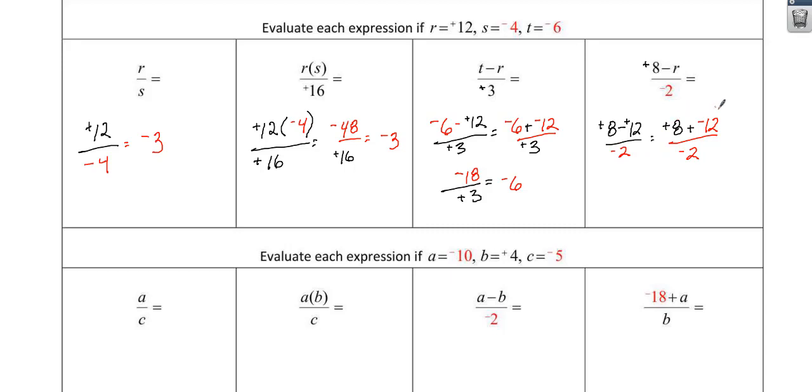8 positives and 12 negatives. So what do I have more of? I have more negatives. How many more? 4 more. -4 divided by -2. Signs are the same, so the answer is positive 2.